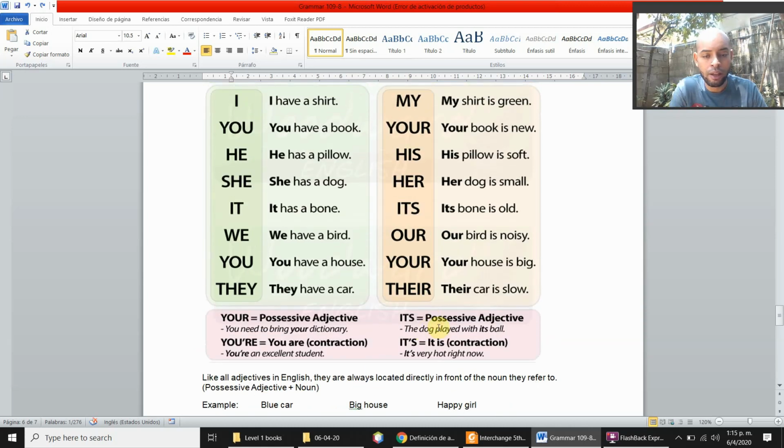Here, the dog played with its ball. The ball belonging to the dog. The dog played with its ball. And here, it's very hot right now, describing a situation. It is very hot. The situation right now is very hot.